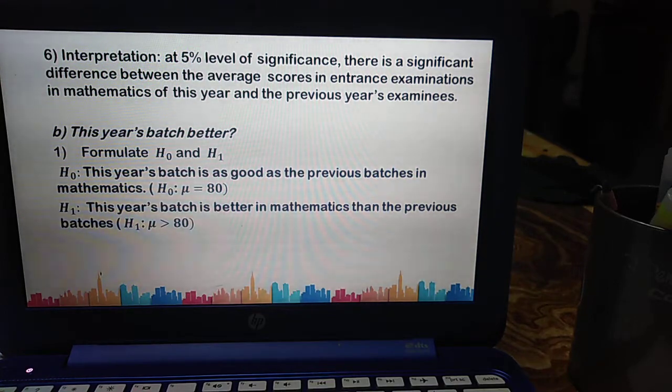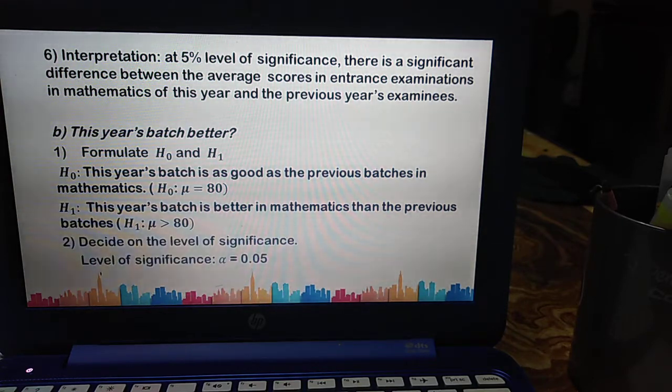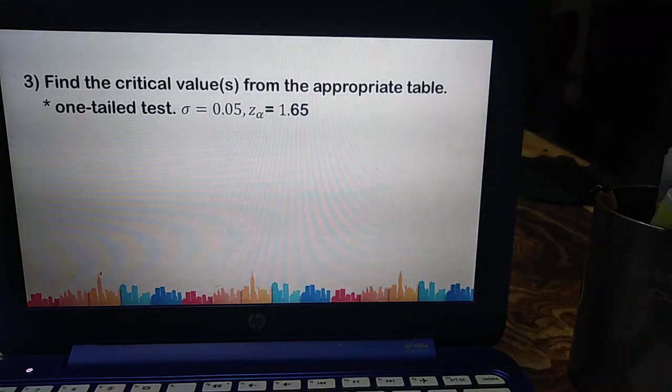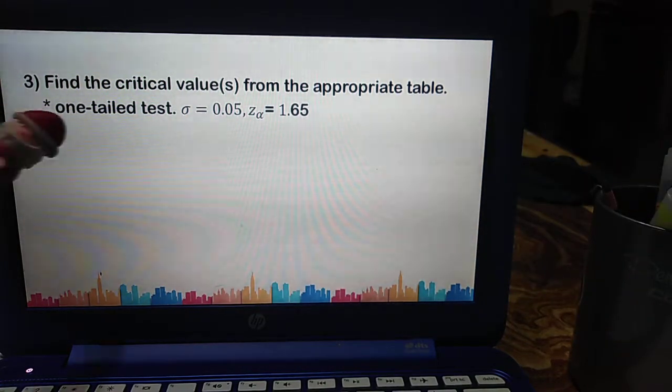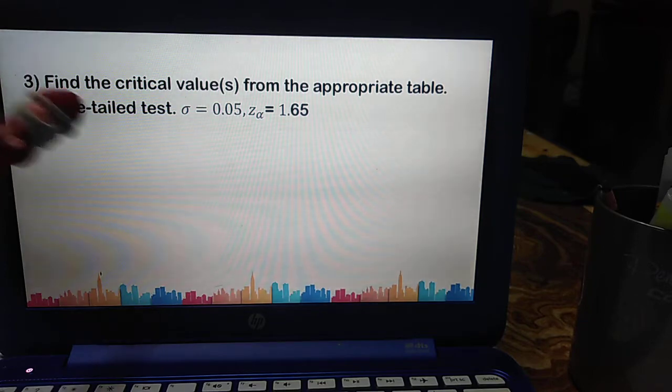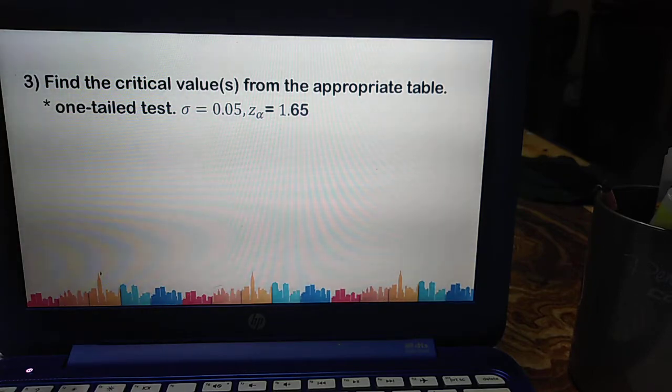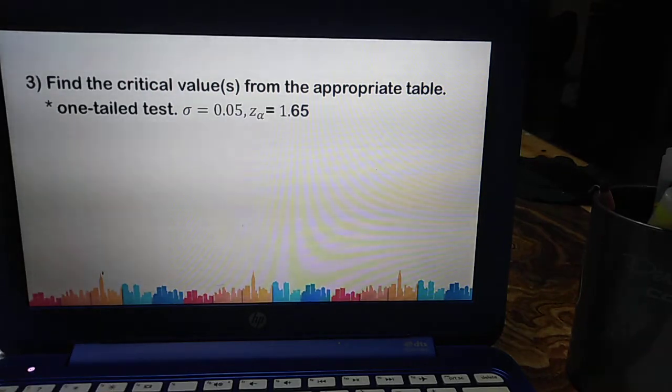Since we made use of the word better, then we will be making use of a one-tailed right directional test. And our level of significance is 0.05. So, from our table, since our level of significance is 0.05, and we use a one-tailed right directional test, therefore, our critical value from the table is 1.65.